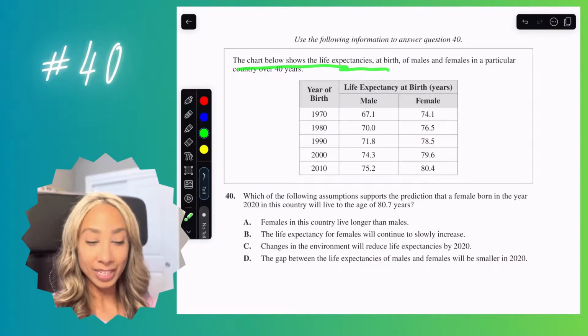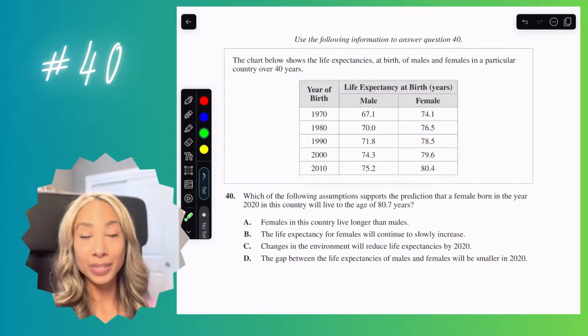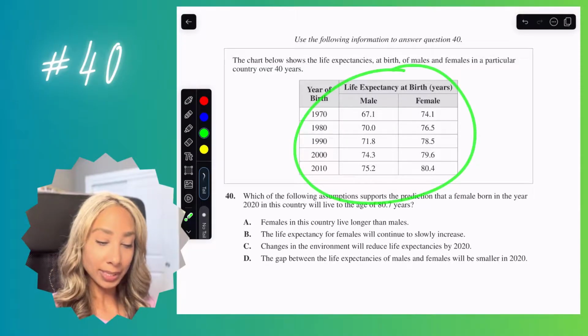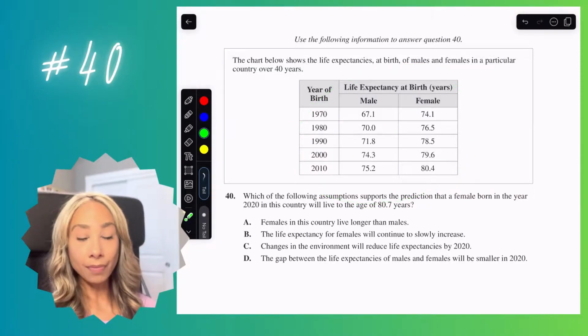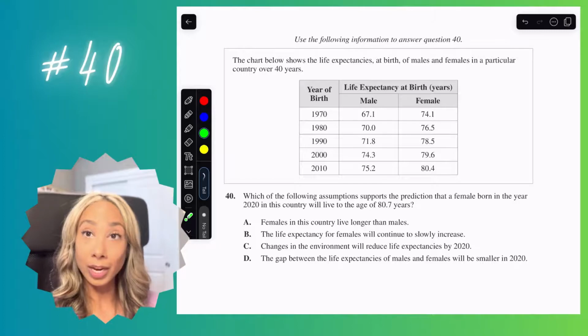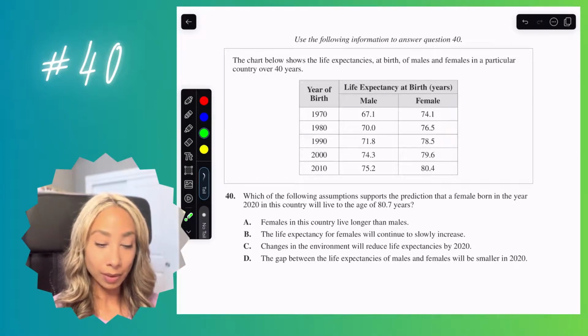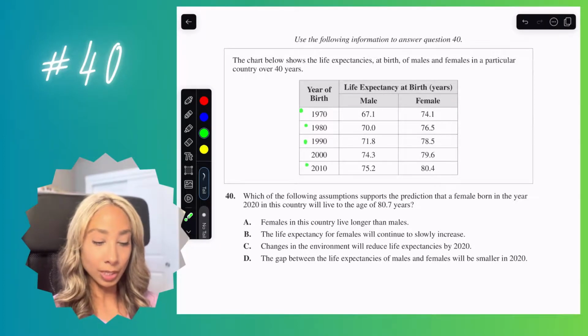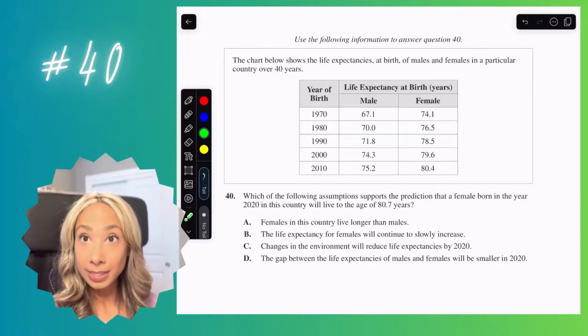The chart shown below shows the life expectancy at birth of males and females in a particular country. So we can see our chart here, and right off the bat I am noticing some patterns, and this is actually quite common. Females tend to live a little bit longer than males, and we can see as each year goes on, the expectancy goes up.